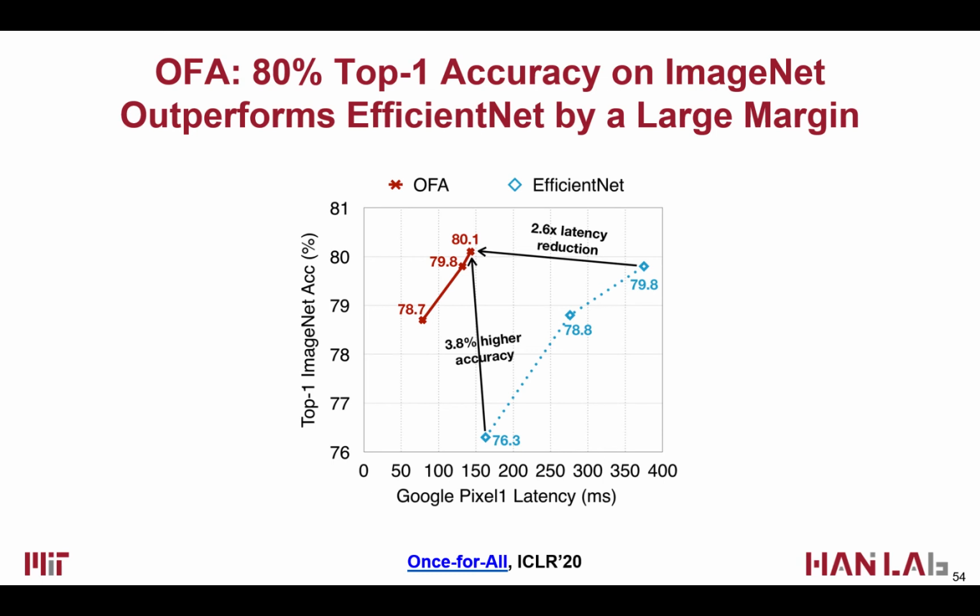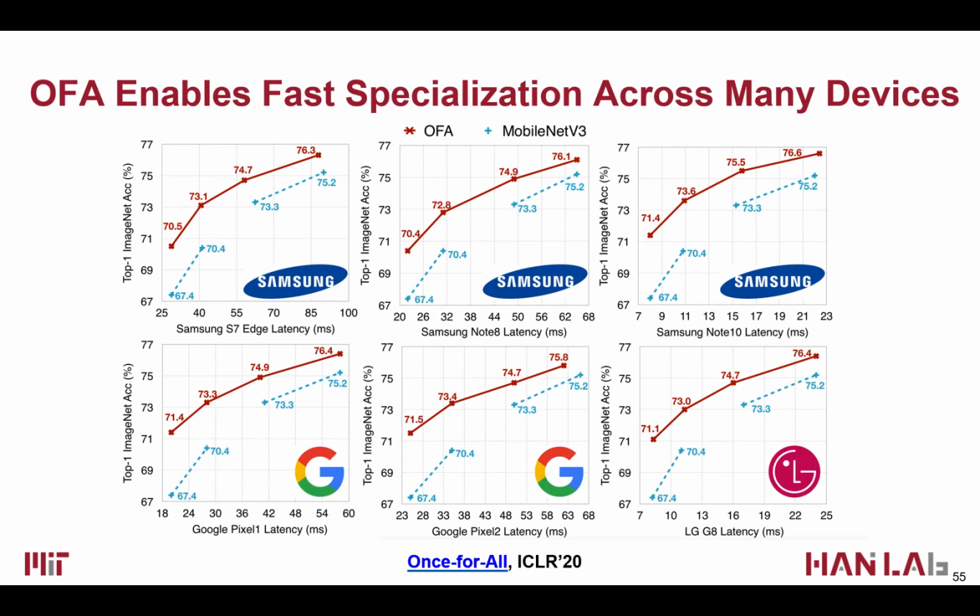In particular, it can achieve 80% top-1 accuracy with less than 150 milliseconds on Google Pixel 1. Compared to EfficientNet, it can achieve 3.8% accuracy improvement within similar latency, or provide a 2.6 times speedup with similar accuracy. So once-for-all also enables fast and fine-grained specialization across many devices under a wide spectrum of latency constraints. Once-for-all consistently achieves better accuracy than MobileNetV3 in all scenarios.